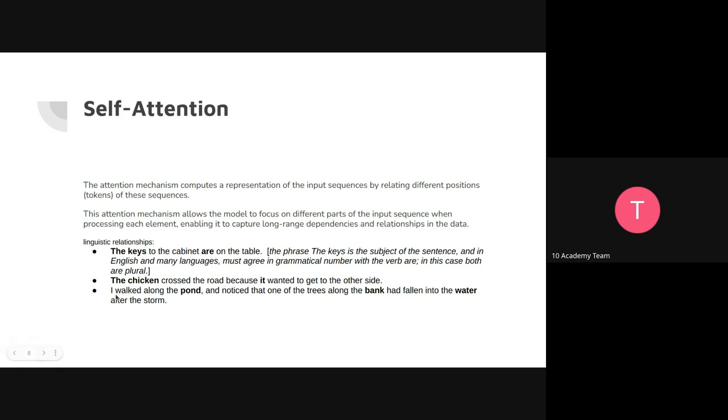In the sixth sentence, I walked along the pond and noticed that one of the trees along the bank had fallen into the water after the storm. The word bank, in general, can be the financial institution. It can also be the side, and here it's the land next to the pond, because we have pond here. So the meaning of this word is related to one that is maybe nine words before it. So attention is the method by which the model encodes the relationships between the words that come in the same sequence of text.